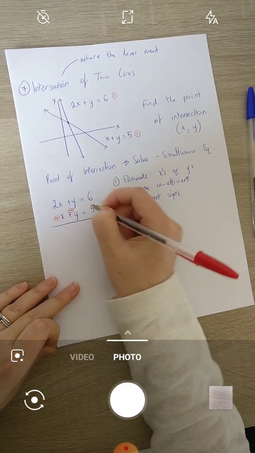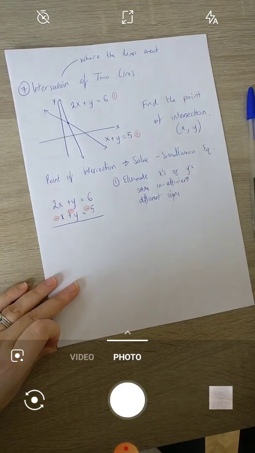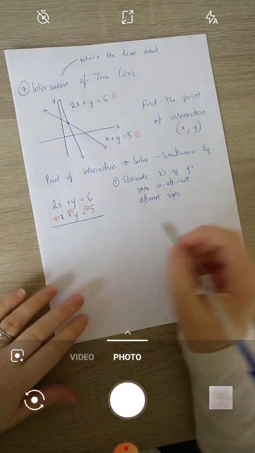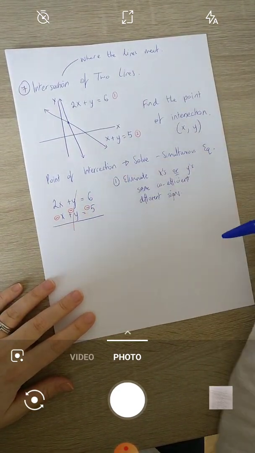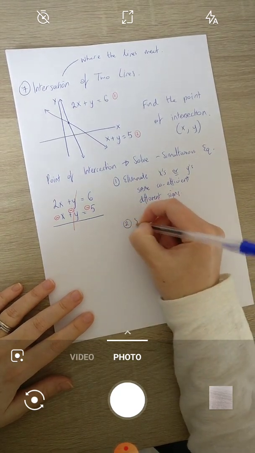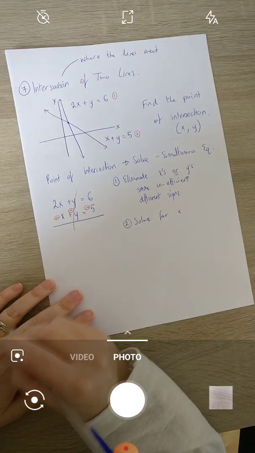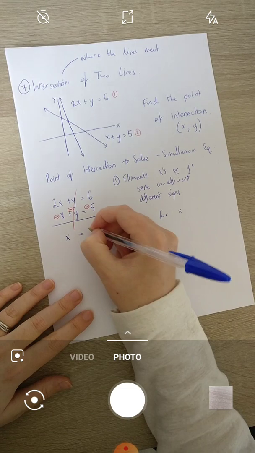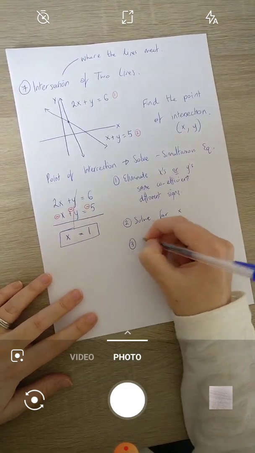So this needs to be negative y, but if I change the signs to the opposite sign, I need to do the same thing all the way across, not just to the y. So I now have y minus y, which is 0. So that's the y is eliminated. And step 2, now we're going to solve for x. So we're going to find our x value. 2x minus 1x is just 1x. 6 minus 5 is 1. So your x value is 1.